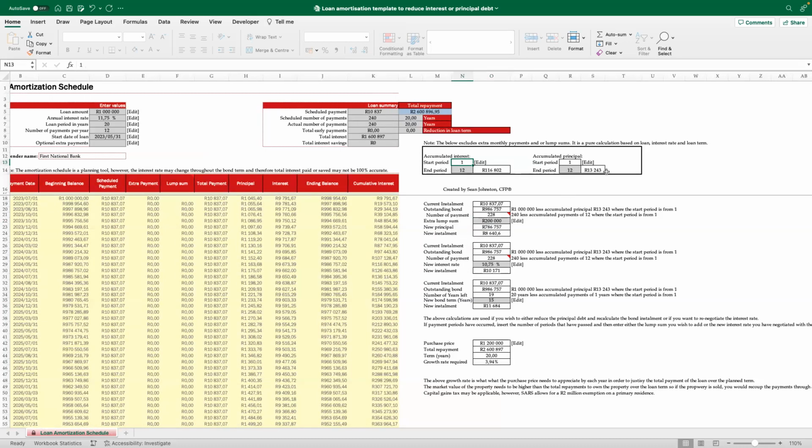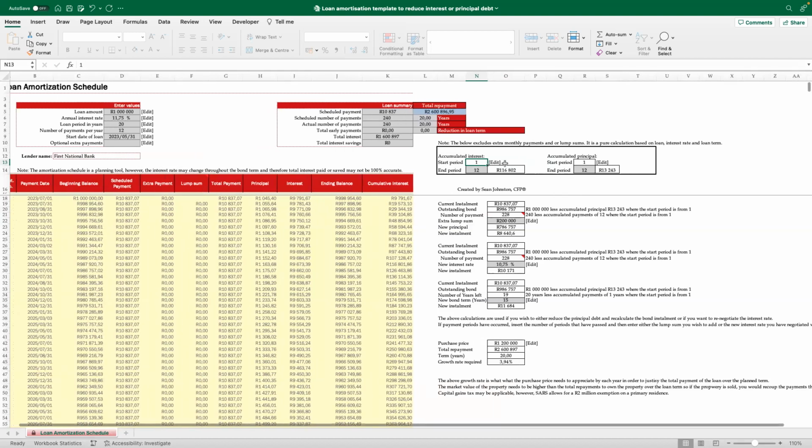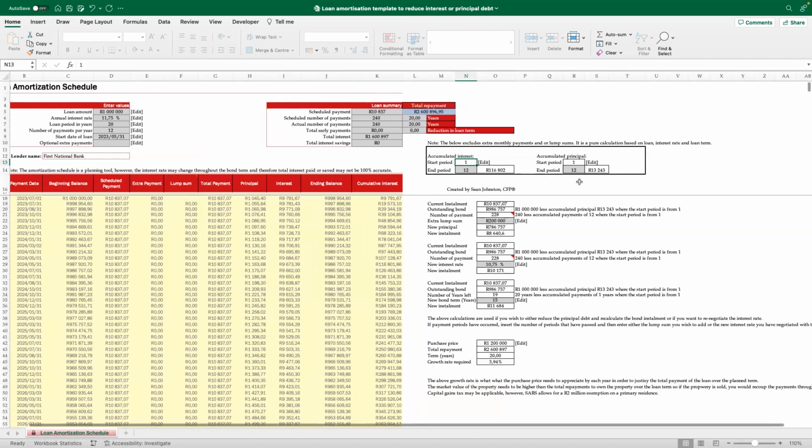The total principal has only been 11,243. So if you add up all the principals over here, you'll see that it only adds up to 13,243, which when you compare it to the interest over the 12-month period, I'm sure you'll agree that you're paying a substantial amount more interest than you are in the principal. And that's why you might want to decide to reduce your principal through this exercise.